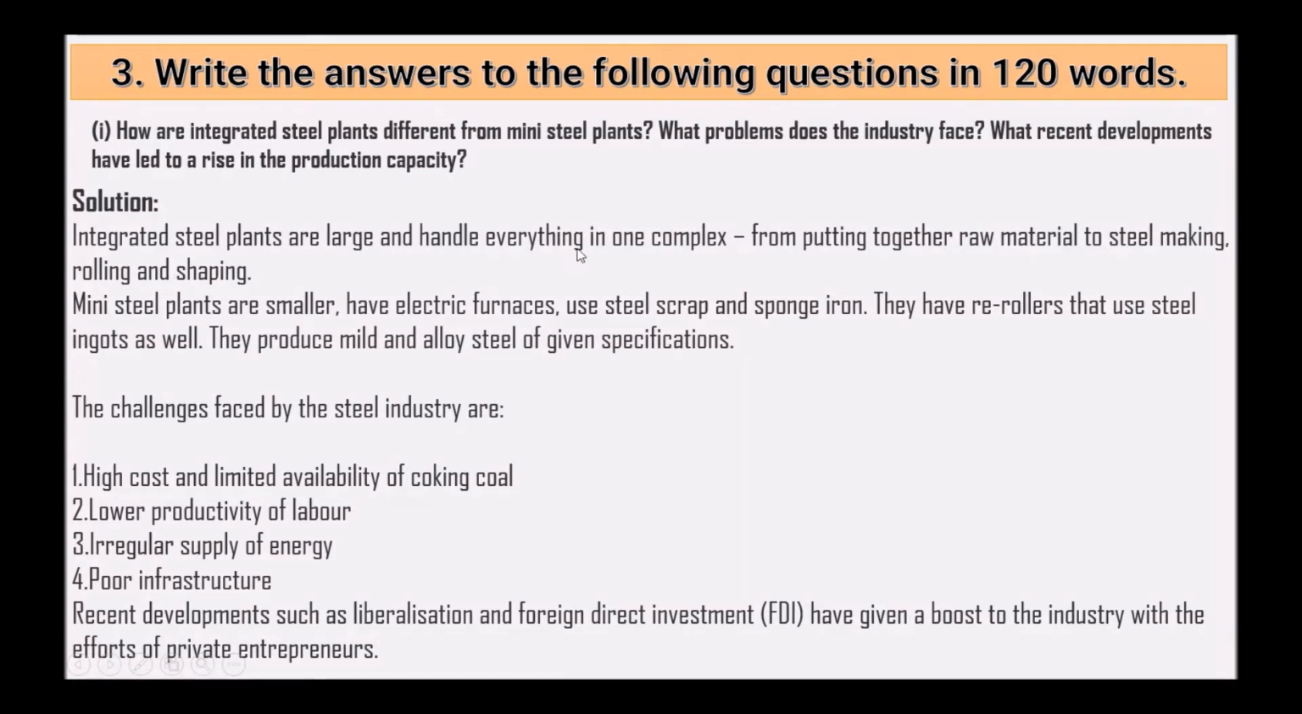Integrated steel plants are large and handle everything in one complex, from putting together raw material to steel making, rolling and shaping. Mini steel plants are smaller, have electric furnaces, and use steel scrap and sponge iron. They have re-rollers that use steel ingots as well. They produce mild and alloy steel of given specification.